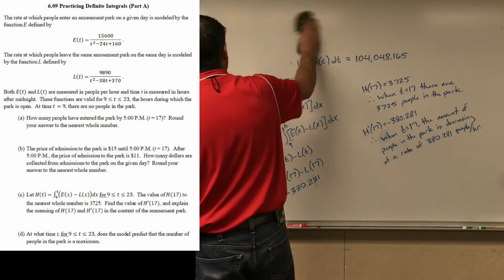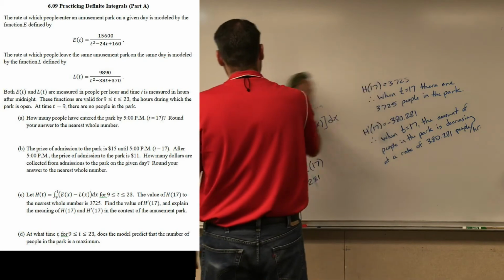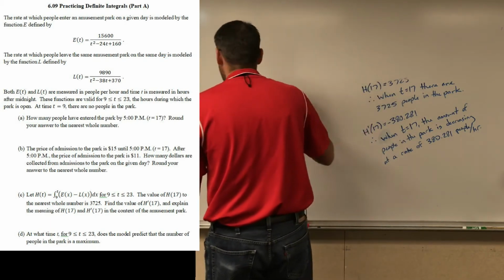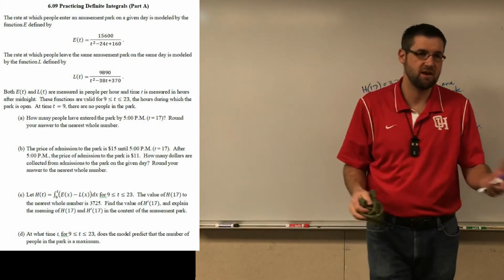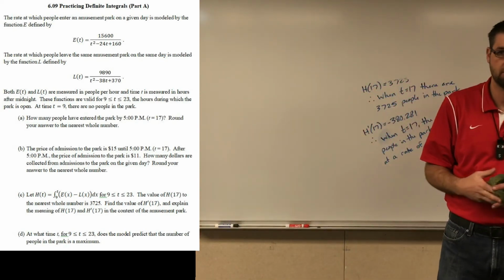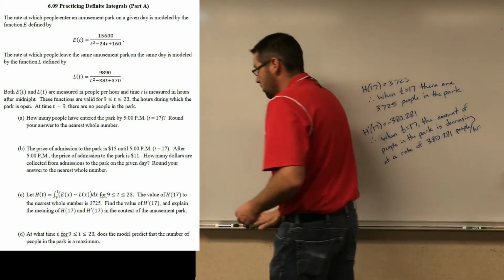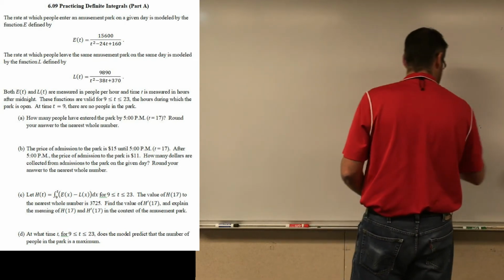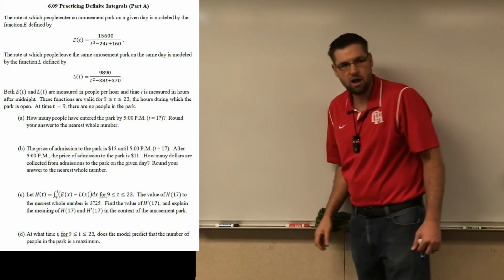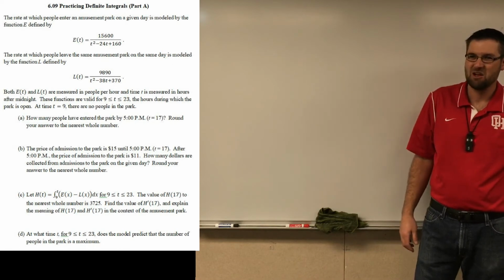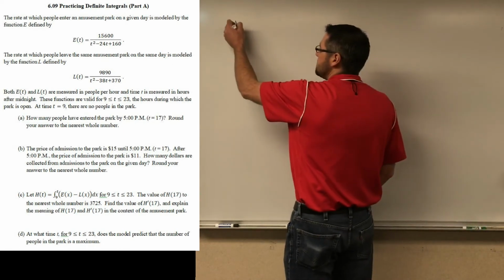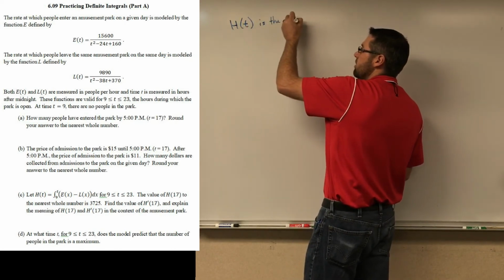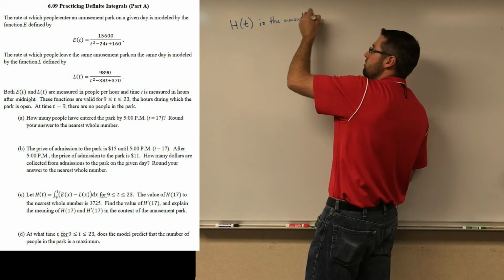Well, that's a good point. Does E give us the maximum amount of people? Does L, or does a combination of both? The combination of both, because the amount of people is affected by how many people have entered and exited combined, right? Okay. So, which function should we be dealing with? E, L, H, E prime, L prime, H prime. Remember, H of t is the amount of people in the park.